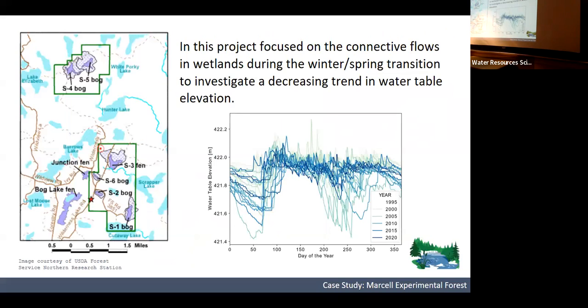So here's Marcell that I was just doing a little introduction to. Marcell, as you can see here, has 6 bog watersheds. So there are these 4 down here in the south unit, and then 2 up here in the north unit. And then it also has 2 fen watersheds as well.